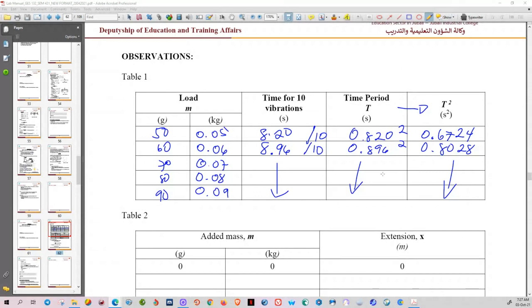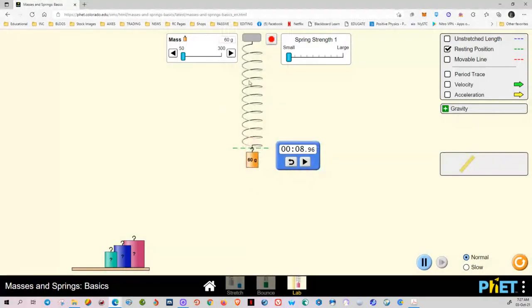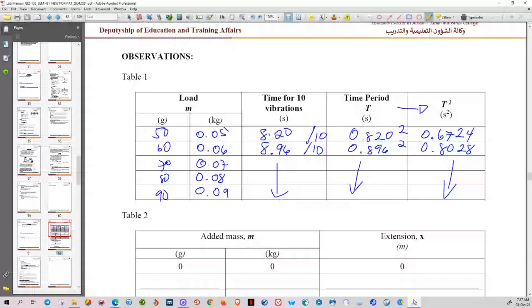Okay. So going back to the simulation, here. You want to know how to get the time period, yes? This is the time and this is the time period. That's important.